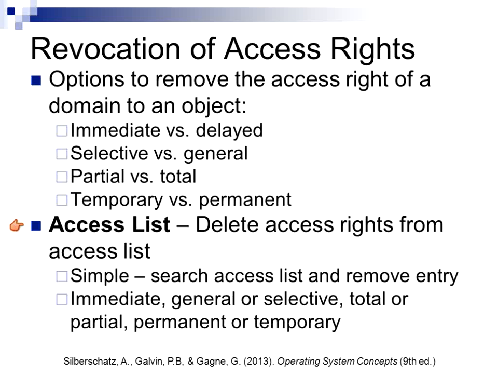If we look at an access list, for example, and we want to delete access rights from the access list, it's pretty simple. We can search through the access list and remove the entry. This would be immediate. It's gone once we remove it. We can make it general or selective. We can go through and remove all the rights or just some of them for the different domains. It can be total or partial, and it can be permanent or temporary. So actually, when we use an access list here, we can see it's pretty flexible to delete a certain access right from an access list.